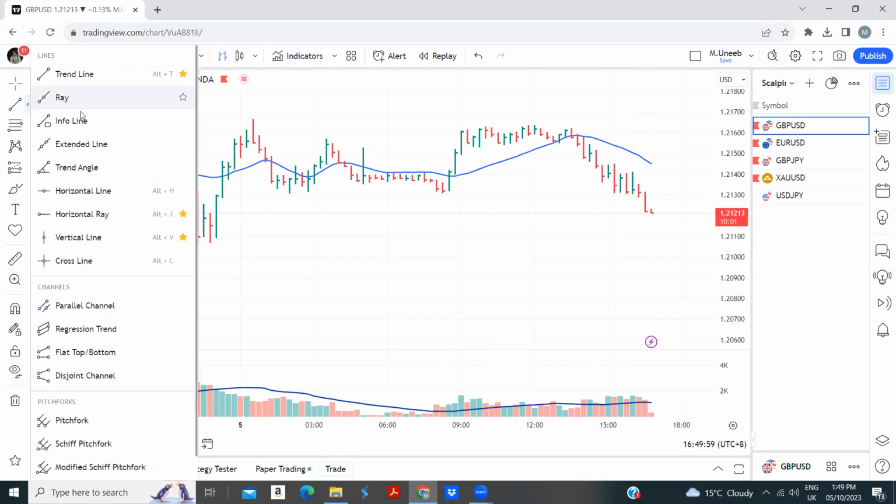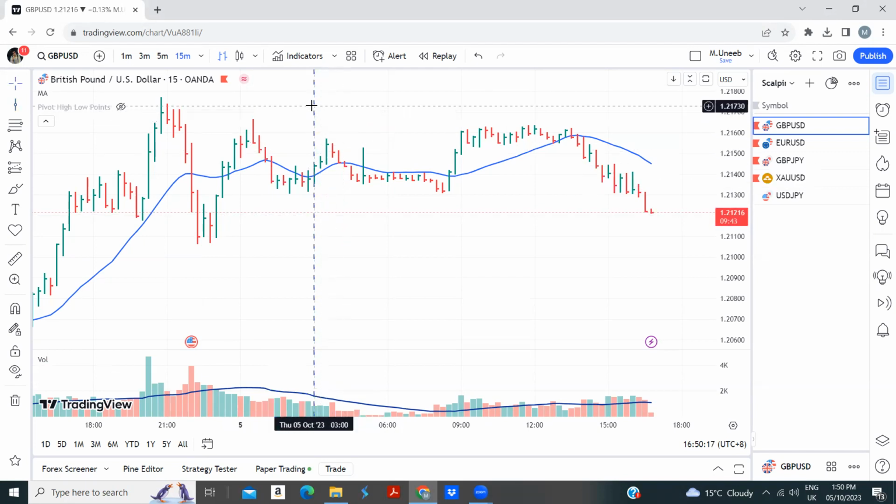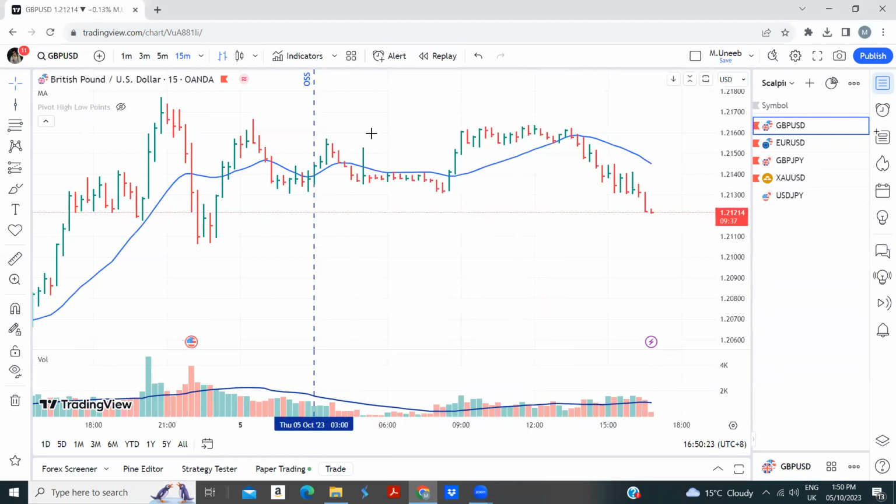First of all, I'm going to draw the vertical session lines on my chart to identify the different types of sessions and break down my chart into different sessions. This gives me clarity. At 3 a.m. Malaysian time at night, I will mark it as OSS, which is overnight session start.